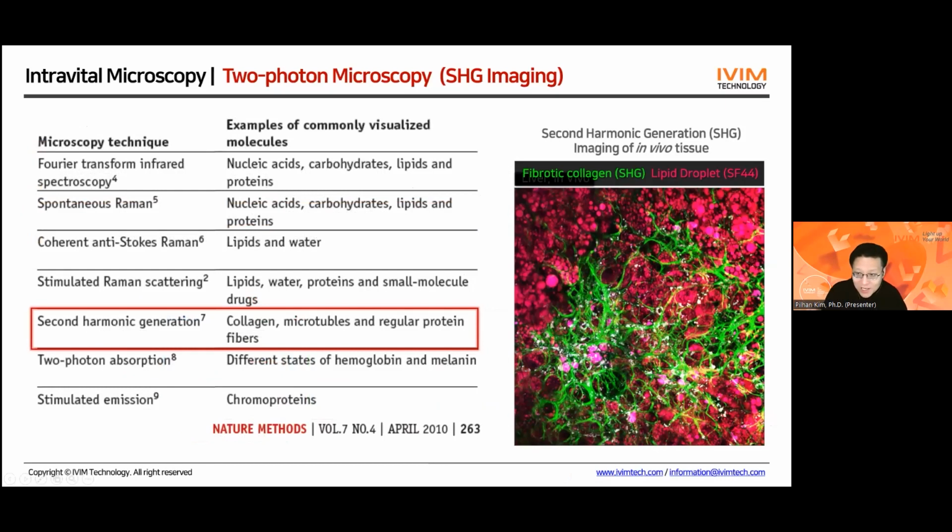So this is one example. This is again the in vivo imaging data obtained from the liver fibrosis mouse model. In addition to the fluorescence signal of lipid droplets in the liver of this mouse model, labeled by SF44 again, this red color is the lipid in this liver tissue in a live mouse model. And the green color is the fibrotic collagen visualized by the second harmonic generation signal with the two-photon microscope.